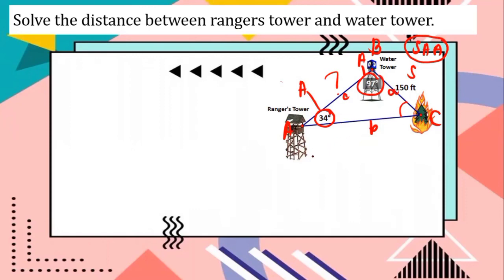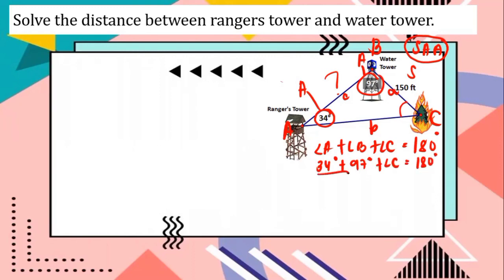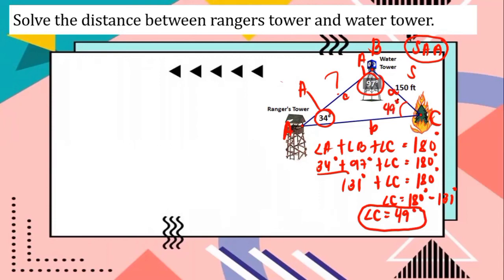Alright, so let us solve for angle C. So we have angle A plus angle B plus angle C is 180 degrees. Angle A is 34 degrees. Angle B is 97 degrees, plus angle C, which is missing, equals 180 degrees. Now let's add 34 and 97. The answer is 131 degrees plus angle C equals 180 degrees. So we're going to subtract both sides by 131 so that the 131 here will be equivalent to 0. So subtract to get angle C. The answer is 49 degrees. So we already found angle C, which is 49 degrees.